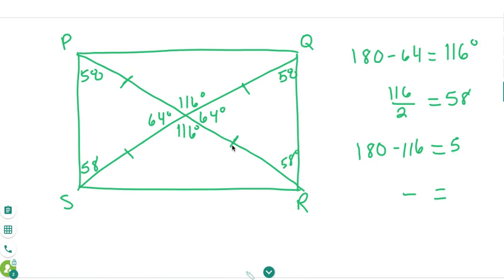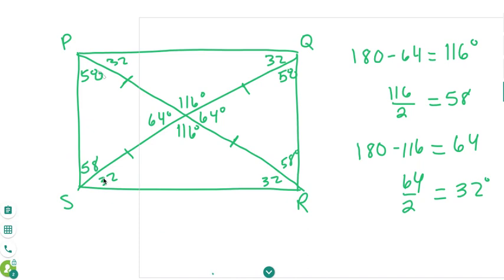64. If I take 64, divide it by 2, that's going to give me 32. So that means this angle will be 32, 32. Up here will be 32, 32. And also notice that when I add these two together, I get 90. These two make 90. These two make 90. And these two make 90. And that's how you find missing parts of a rectangle.